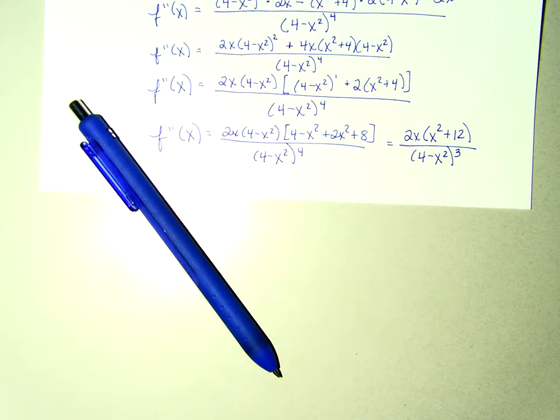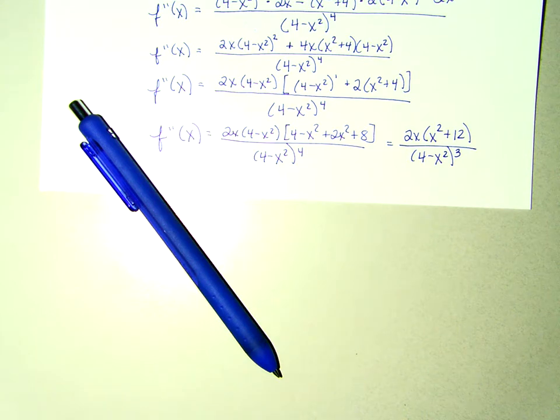Notice, though, I canceled a 4 minus x squared from the top with one from the bottom to give me 4 minus x squared cubed. Nina, you look like you've got a question. That's when you can cancel it, because it is part of a product. You can cancel parts of products, not parts of sums.